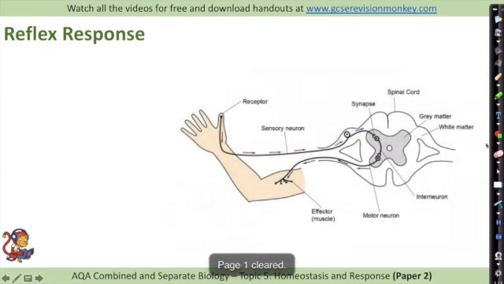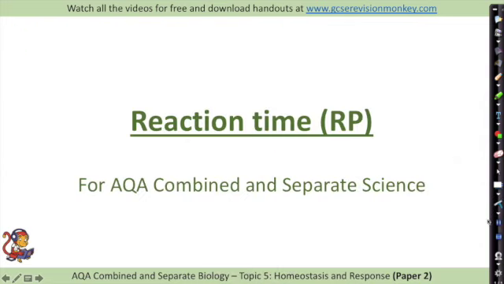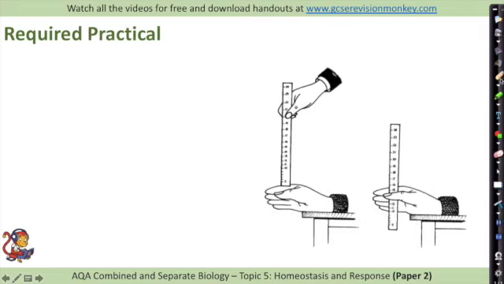Moving on now to a required practical. There's not many required practicals in paper 2, but this is one that you need to know about. This one is all to do with measuring reaction time, which is the time it takes to respond to a stimulus.